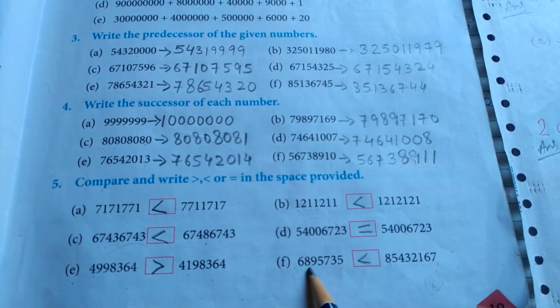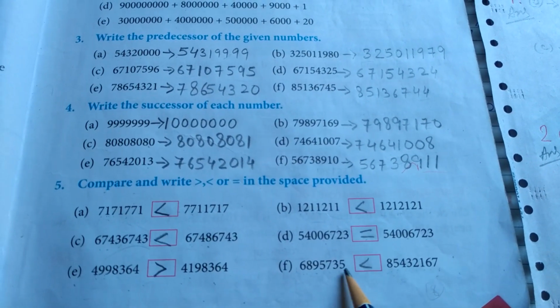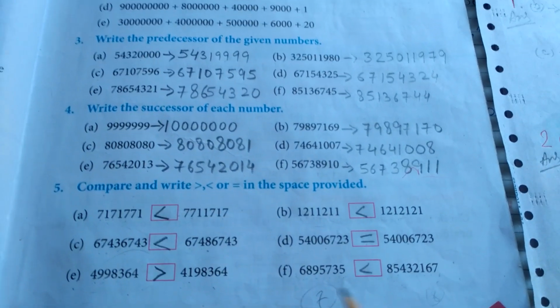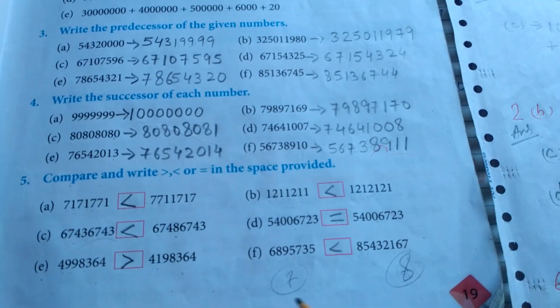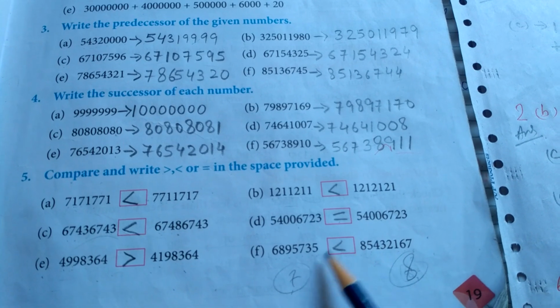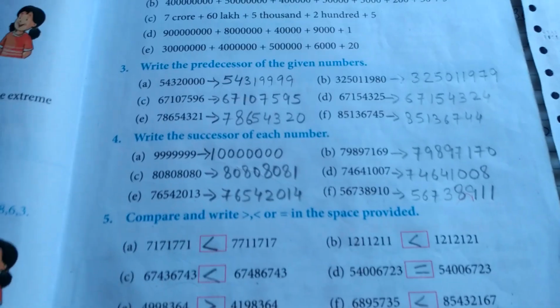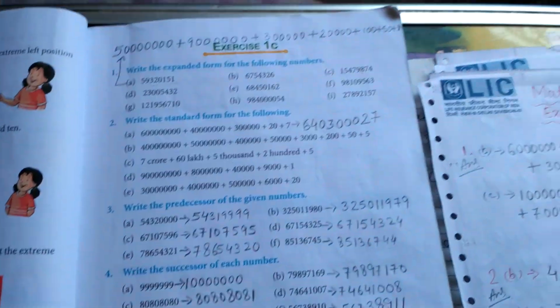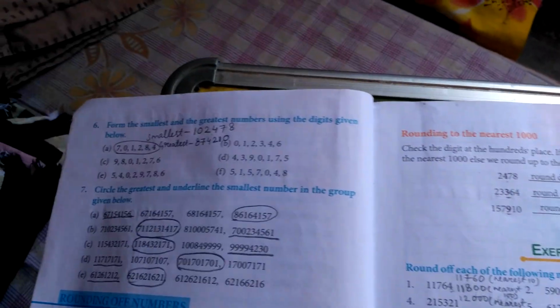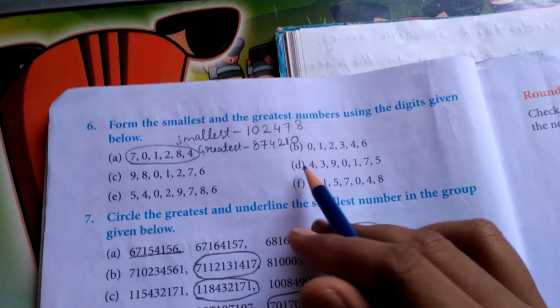And here 1, 2, 3, 4, 5, 6, 7. Only 7 digits are there. So obviously which is greater? Between 7 and 8, 8 is greater. So greater sign will come to this side. Okay. So this was the complete solution of your exercise 1C. Some more questions are there. Fine.